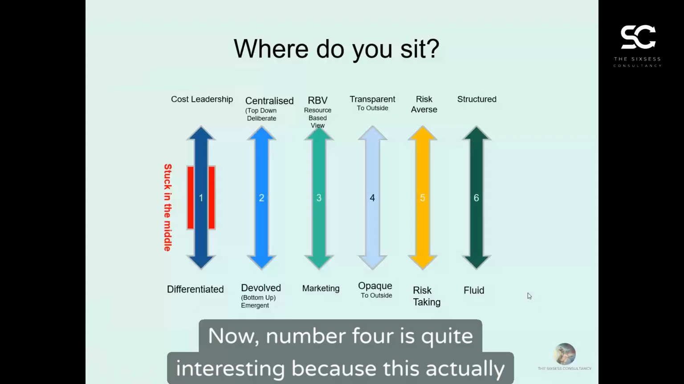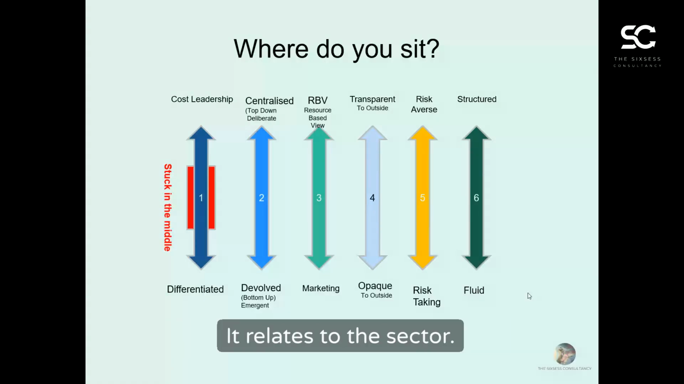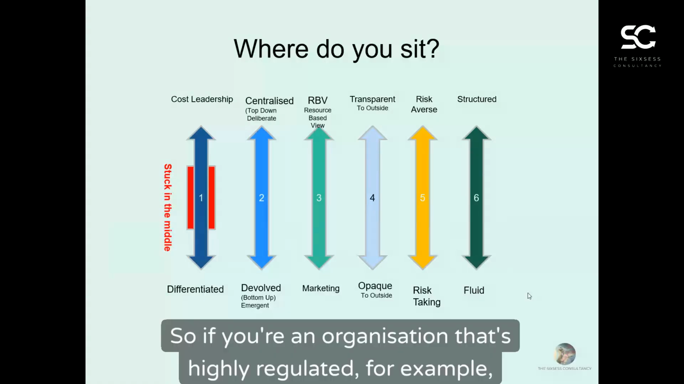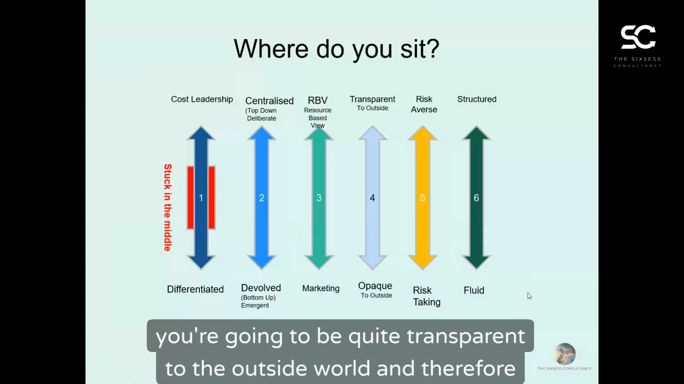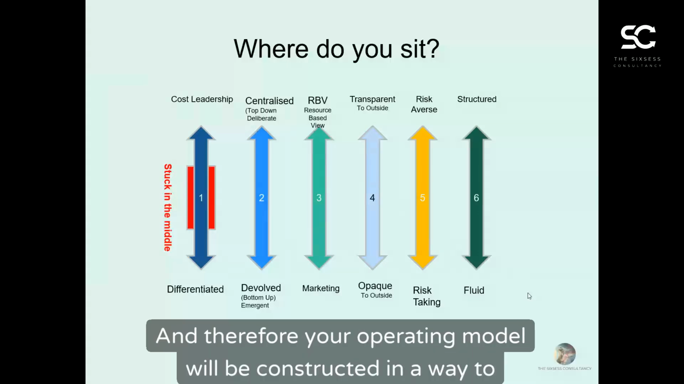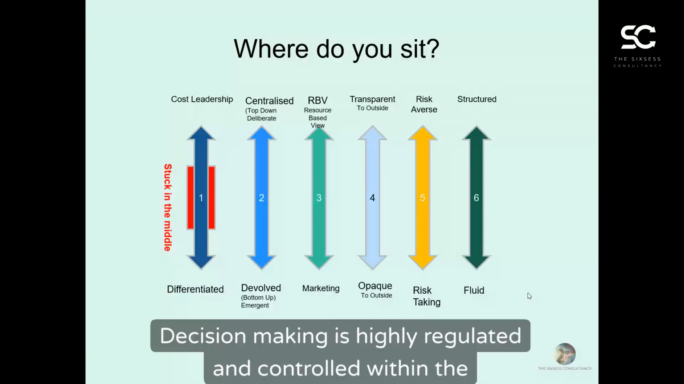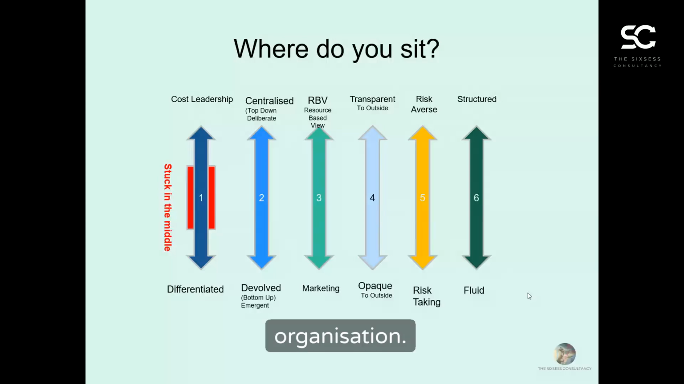Now, number 4 is quite interesting, because this actually relates to both two things, really. It relates to the sector. So if you're an organisation that's highly regulated, for example, you're going to be quite transparent to the outside world, and therefore have to behave in a very different way. And therefore your operating model will be constructed in a way to provide lots of governance and tracking of what you do, why you did it. Decision making is highly regulated and controlled within the organisation.